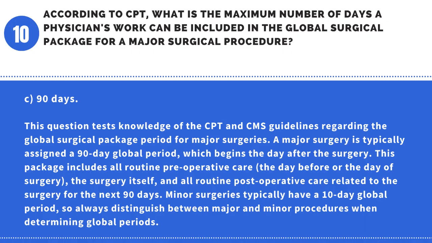A major surgery is typically assigned a 90-day global period, which begins the day after the surgery. This package includes all routine preoperative care, the day before or the day of surgery, the surgery itself, and all routine postoperative care related to the surgery for the next 90 days. Minor surgeries typically have a 10-day global period, so always distinguish between major and minor procedures when determining global periods.